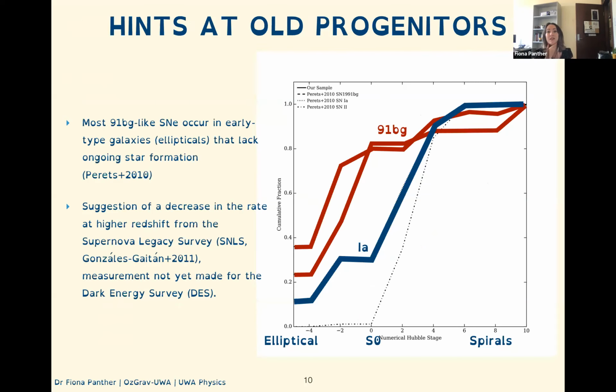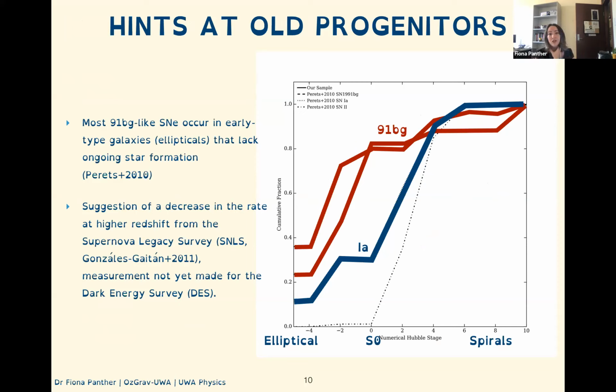There are some hints at these things having very old progenitors. So most of these supernovae occur in early type galaxies, so ellipticals, that lack ongoing star formation. This is showing here in this plot, a cumulative distribution function. So you find that the 91bgs tend to be overrepresented in elliptical galaxies and much less so in spirals compared to the normal type Ia, which is the blue line.